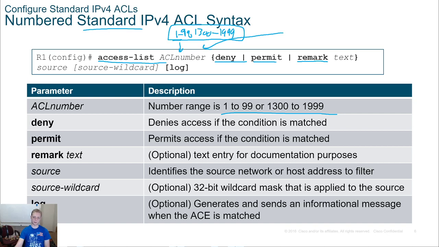And if you're denying or permitting, then you will need to specify a source. Because this is a standard ACL, we're only specifying a source, and then the wildcard mask for that source. And we can add this log command if we want to send a syslog message to our router. Usually in an enterprise environment, we're going to have a syslog server that we send to, and it's going to log that somewhere. Depending on the purpose of the ACL, we may want to log this, or we may not want to.